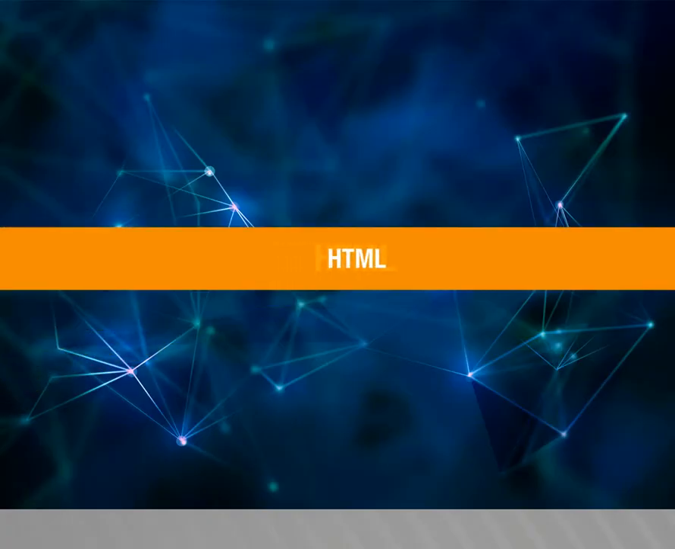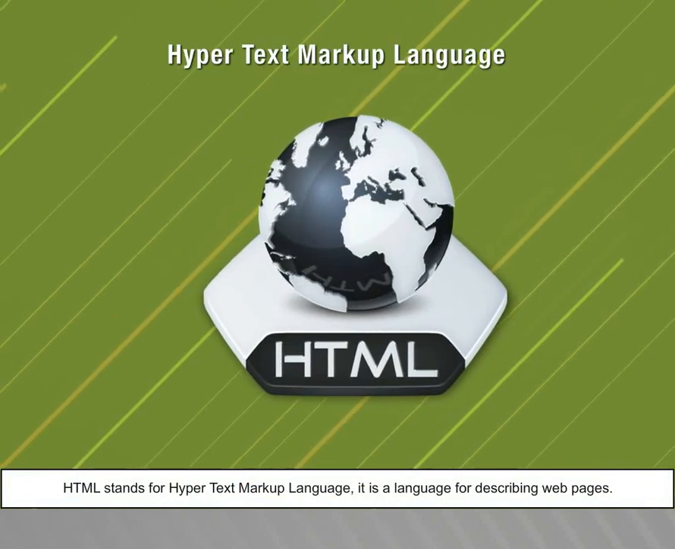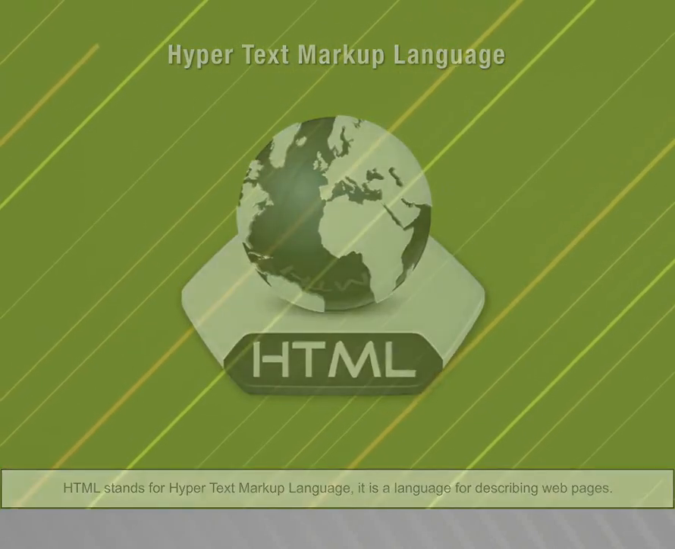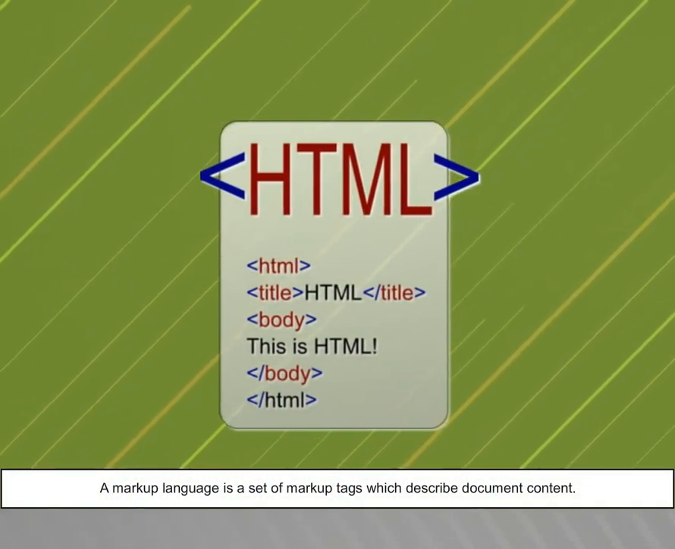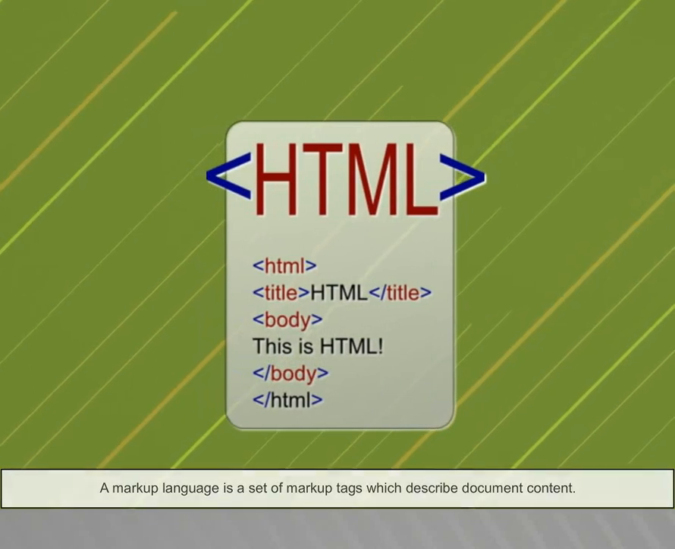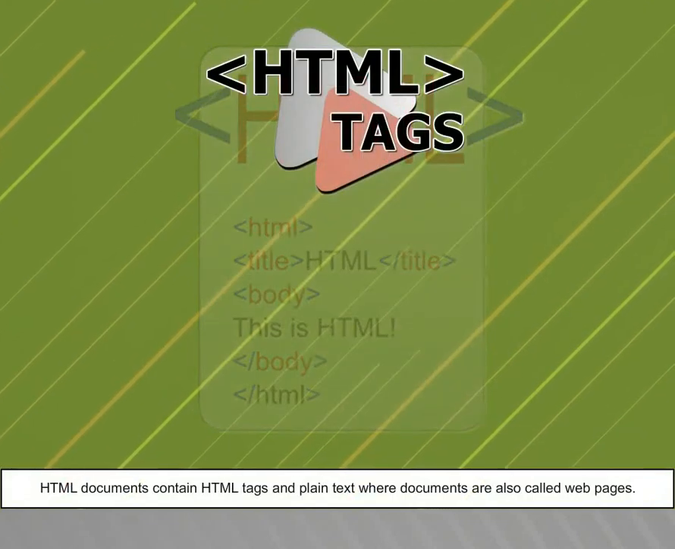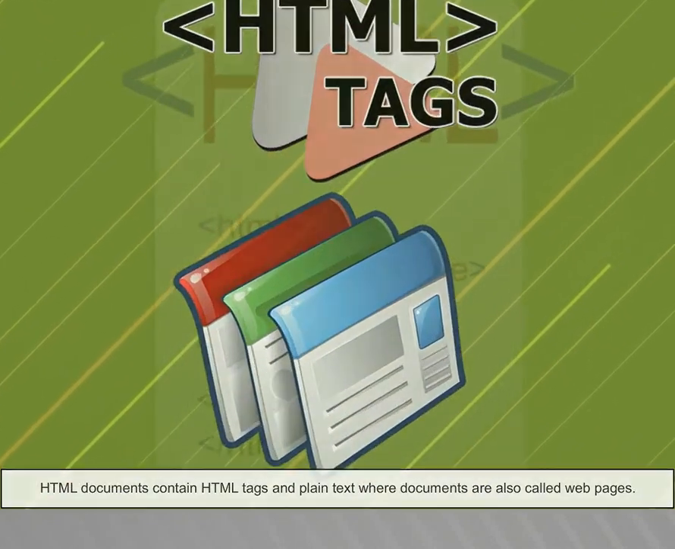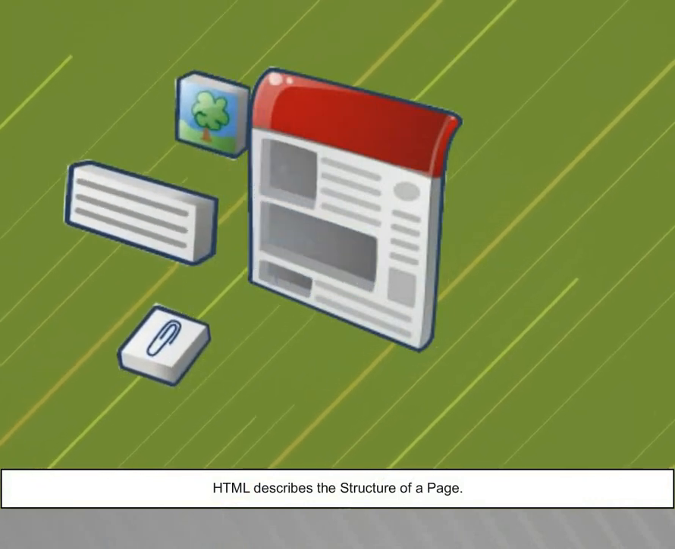HTML. In this video, we are going to see about HTML. HTML stands for Hypertext Markup Language. It is a language for describing web pages. A markup language is a set of markup tags which describe document content. HTML documents contain HTML tags and plain text, where documents are also called web pages. HTML describes the structure of a page.